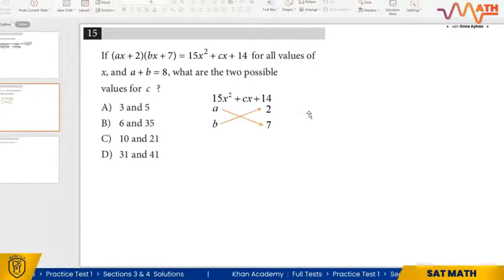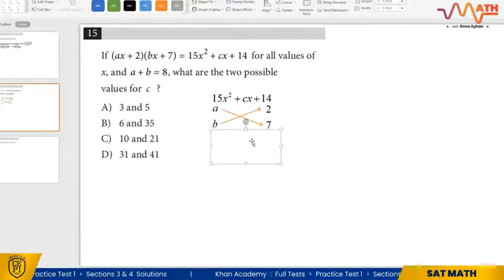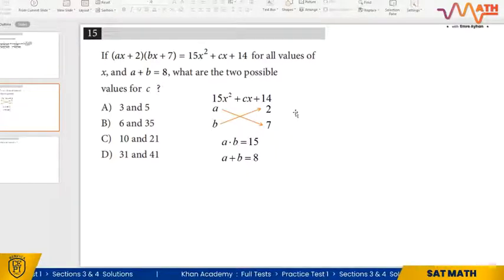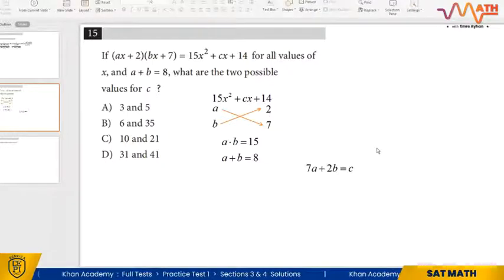Then we form two equations here. A times B is the factors of 15, must be 15, right? And A plus B is given as 8. And what is C? Remember how we check this? We cross multiply 7A and then add to check if it gives the middle one. 7A plus 2B must equal C.